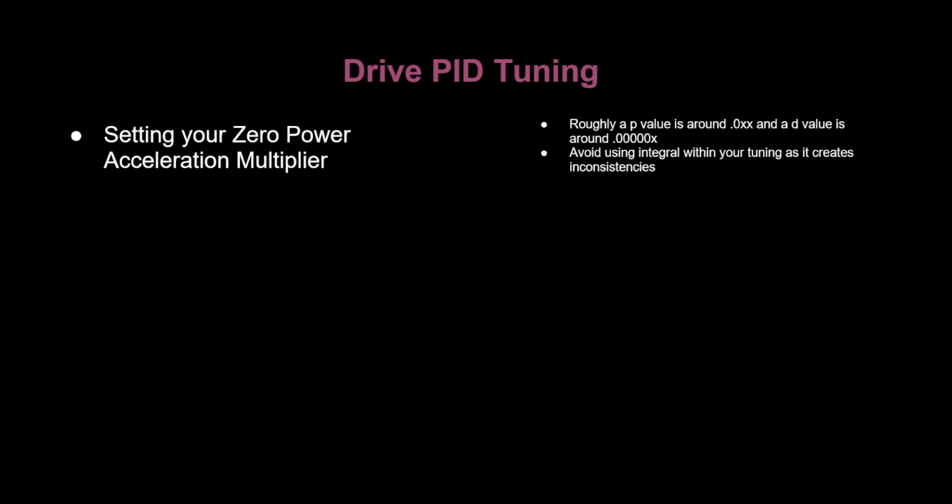Whenever you're tuning your drive PID, make sure you have both your translational and your drive PID turned on. You should only have your translational and your drive PID on. And when you are tuning your heading PID, make sure you have your heading PID and your drive PID on. So when you're tuning your drive PID, you're going to see a P value roughly in your hundredths and thousandths place, and you're going to see a D value in your millionths place. And there's going to be a little bit of feed forward that you can tune.